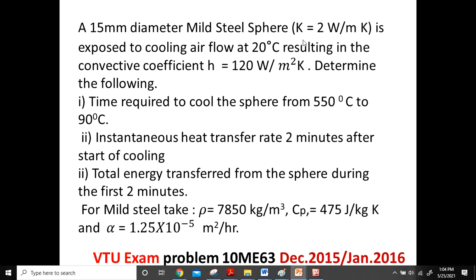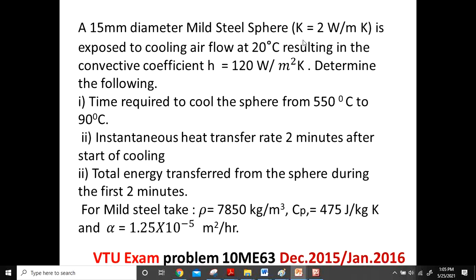Next problem: a 15 mm diameter mild steel sphere of thermal conductivity 2 watt per meter Kelvin is exposed to cooling air at 20 degrees Celsius, resulting in a convective heat transfer coefficient h equal to 120 watt per meter square Kelvin. Determine the following: time required to cool the sphere from 550 degrees Celsius to 90 degrees Celsius, instantaneous heat transfer rate 2 minutes after the start of cooling, and total energy transfer from the sphere during the first 2 minutes.